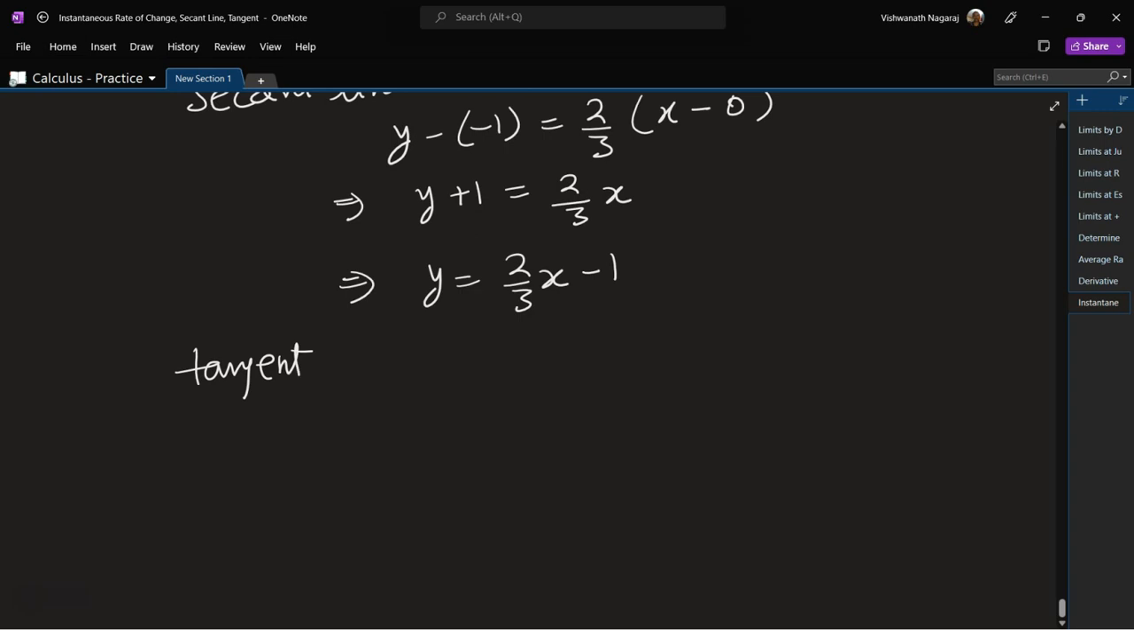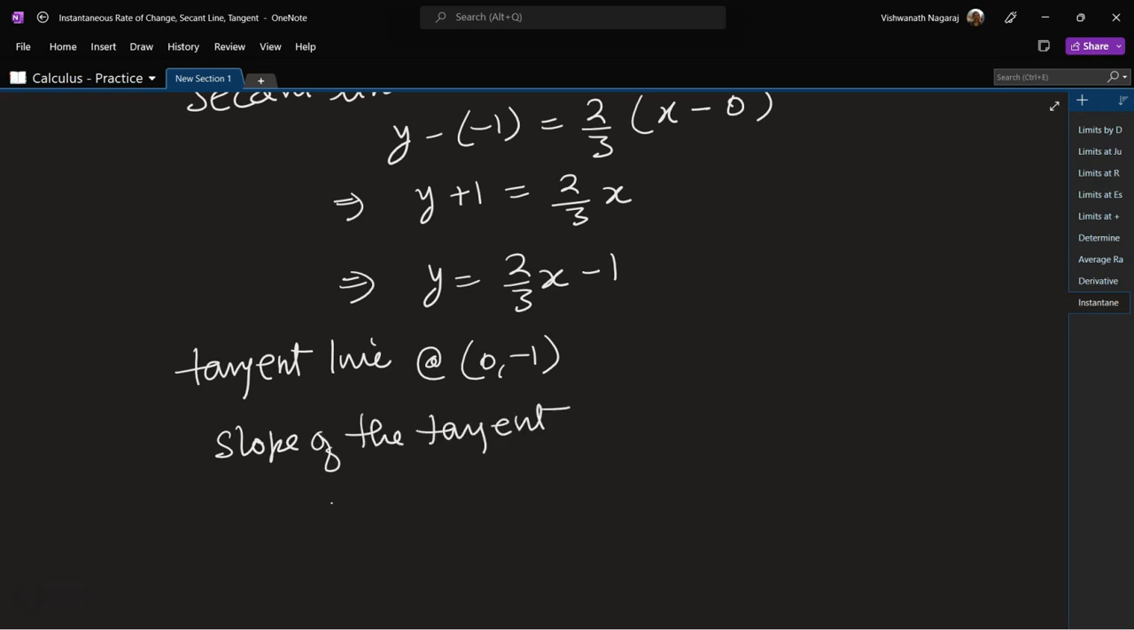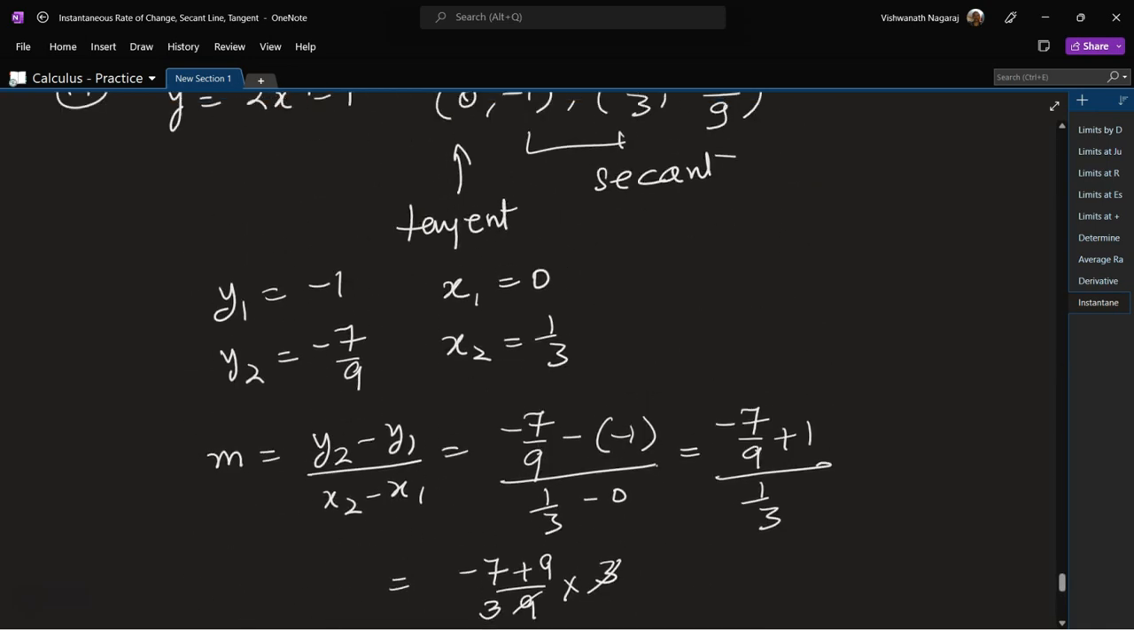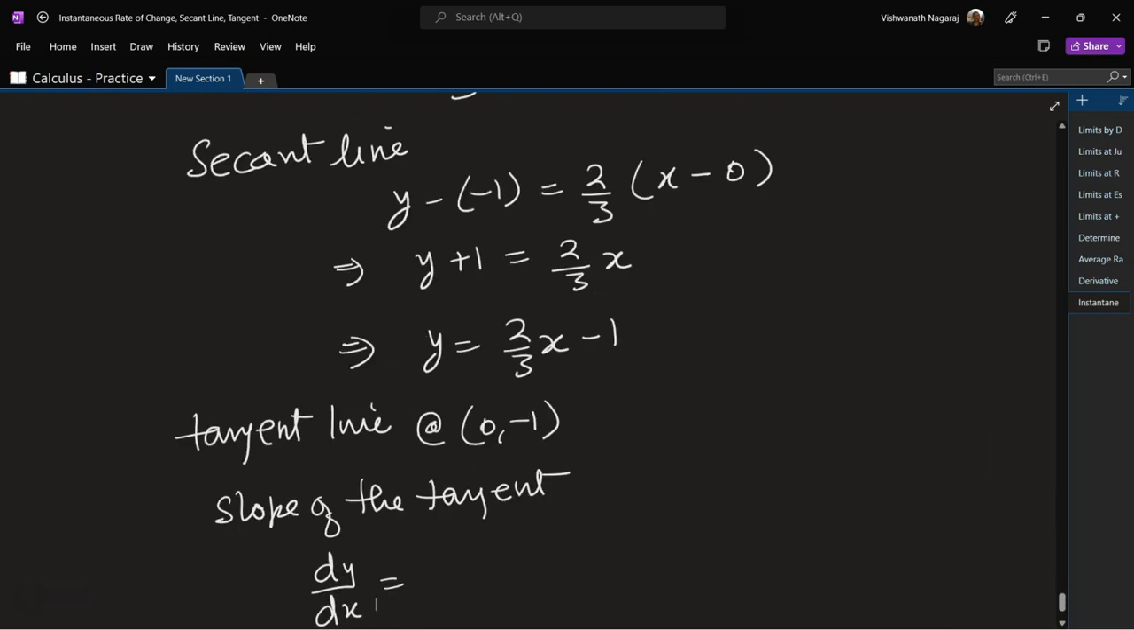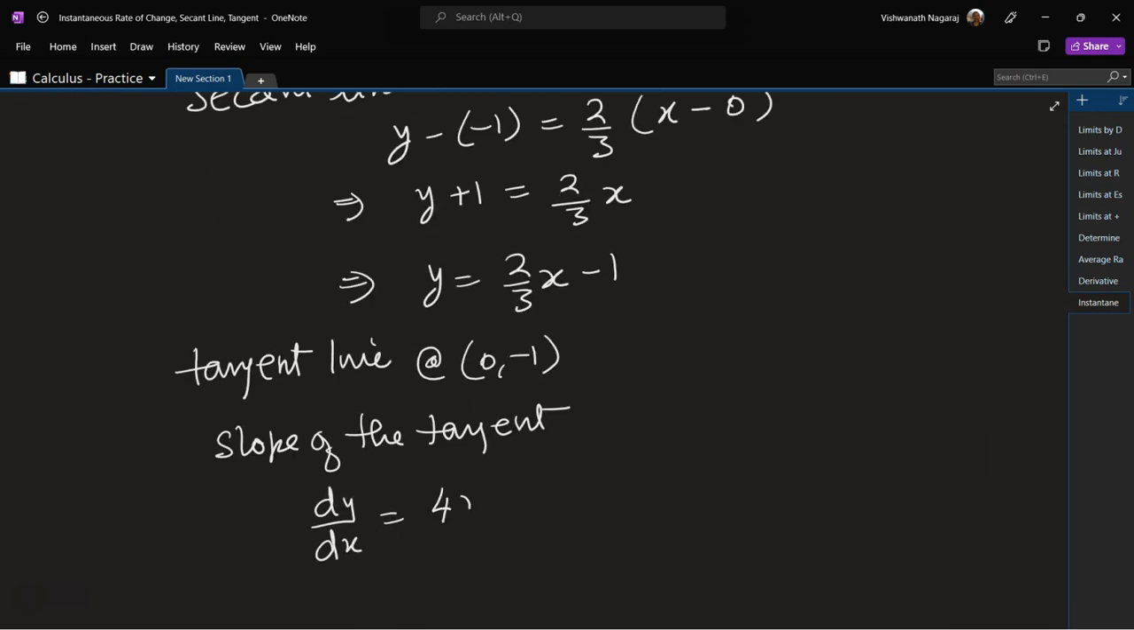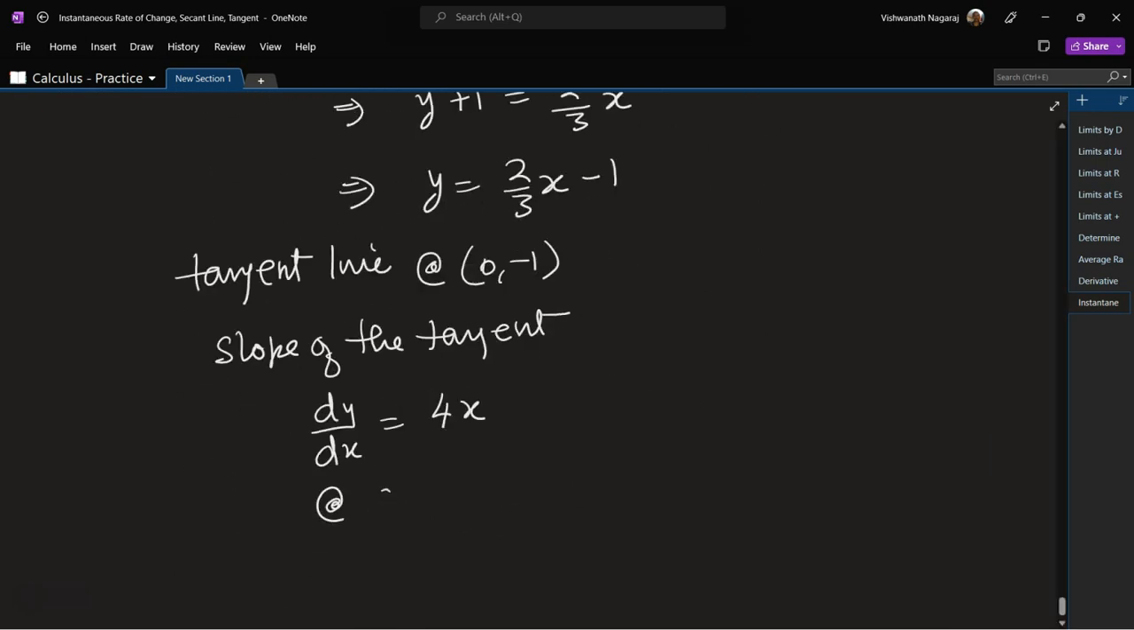Tangent line at 0 comma minus 1. So the slope of the tangent is going to be dy by dx, where the function itself is 2x square minus 1. So that is going to be 4x. And at x equal to 0, it will be 4 times 0, which is 0.